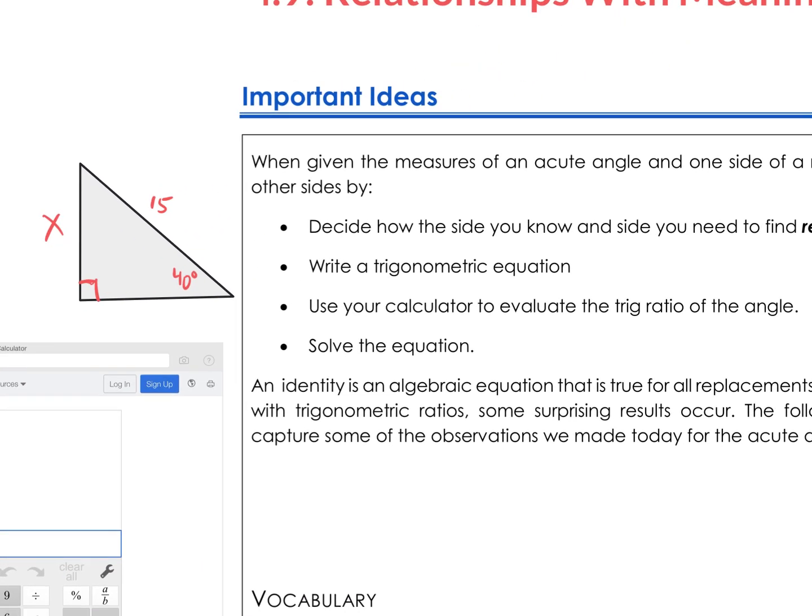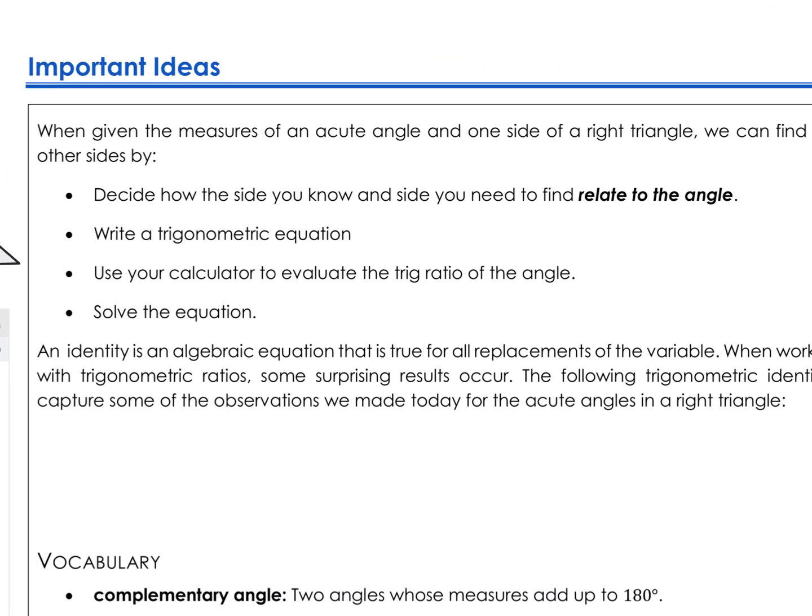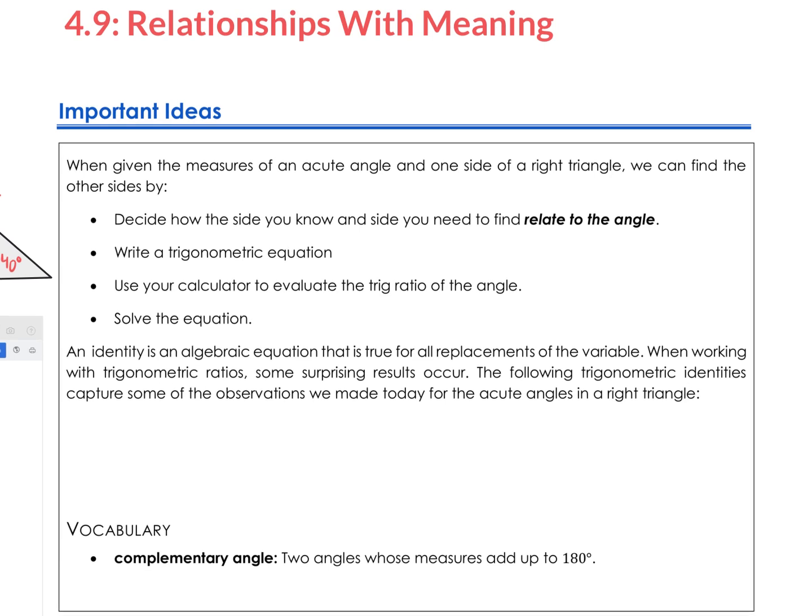And here's the key. When we're given the measure of an acute angle, so one of the two acute angles, and a side of the right triangle, we can find the other sides by doing these steps. Step 1, we need to decide how the side you know and the side you need relate to the angle. Are they opposite, adjacent, or the hypotenuse?